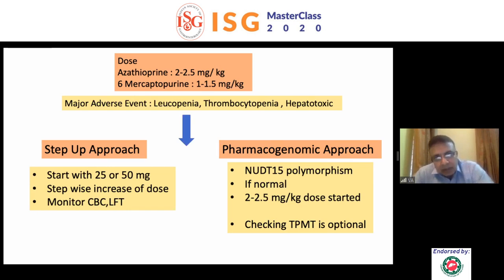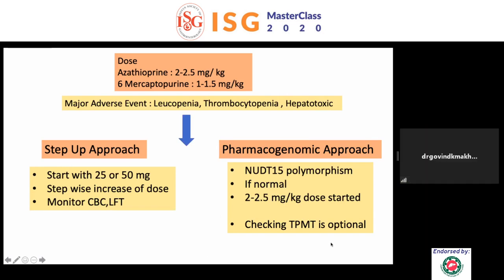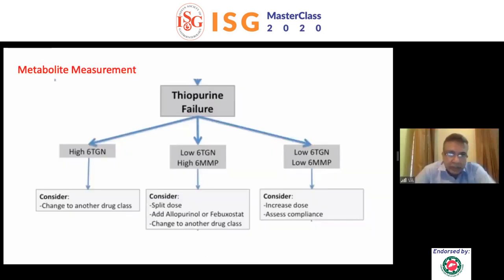Step-up is you start with low dose and just monitor with CBC, LFT, and check what is happening, because if leukopenia or thrombocytopenia happens, then you can decrease the dose. Pharmacogenomic is for NUDT15 polymorphisms. It is available in just very select places. If it is normal, then you straight away start with the normal dose, and you can check. This way you can regulate the adverse events.